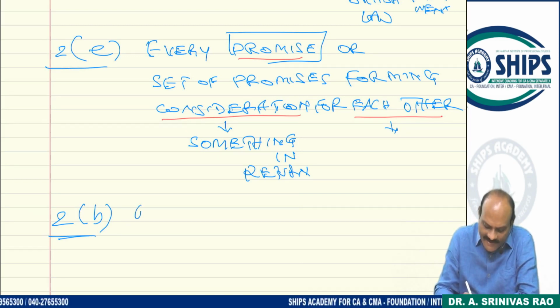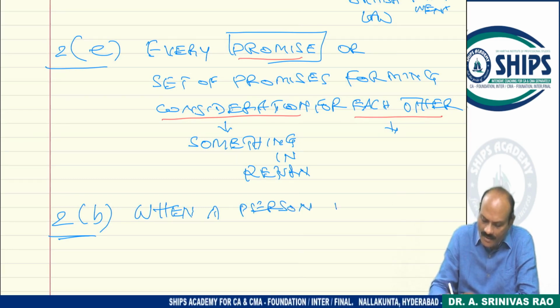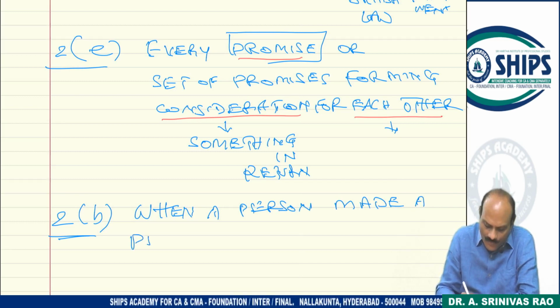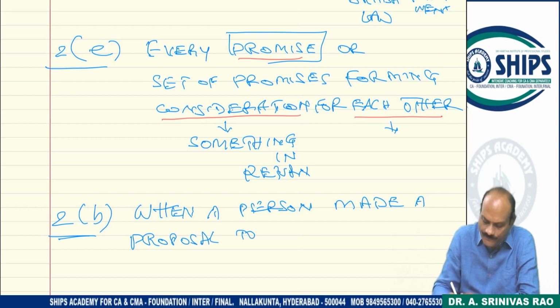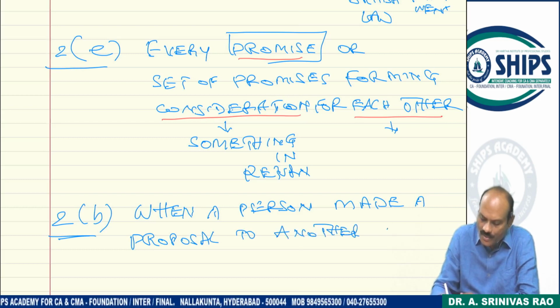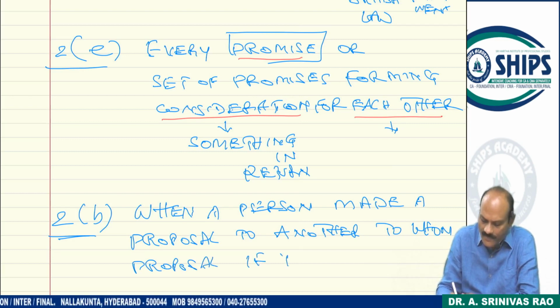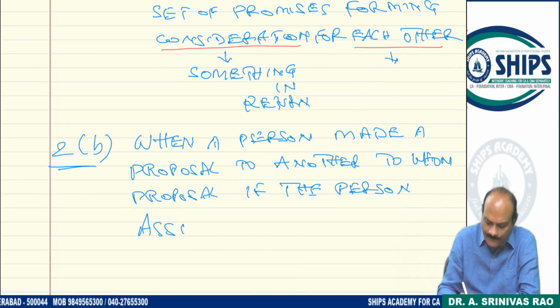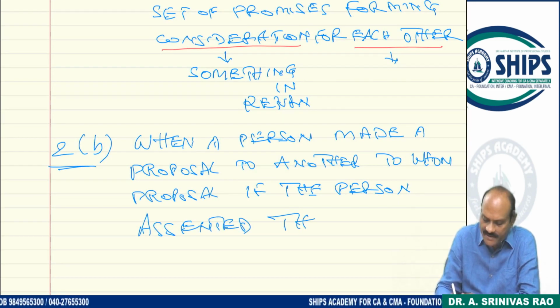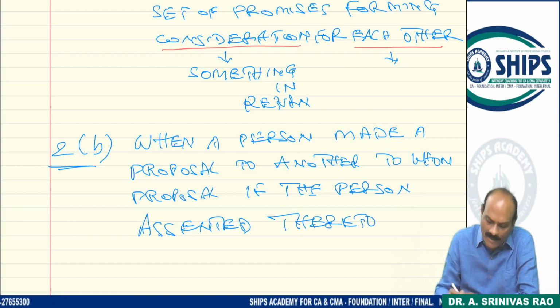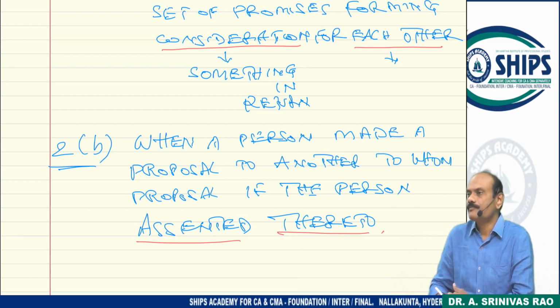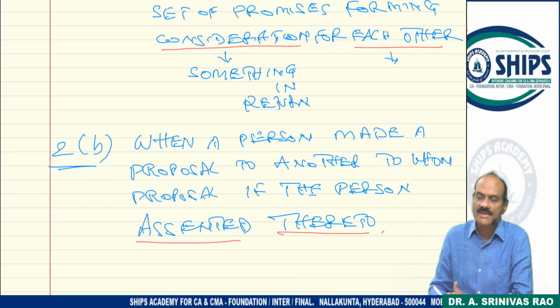Promise means when a person made a proposal to another, to whom the proposal is given, if the person assented thereto. Thereto is a compound word like therefore, thereafter. Assented means accepted.